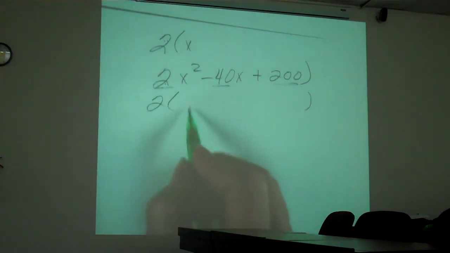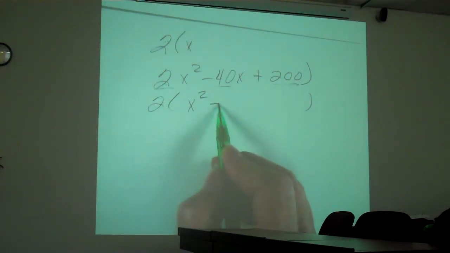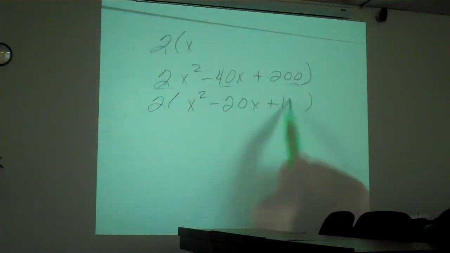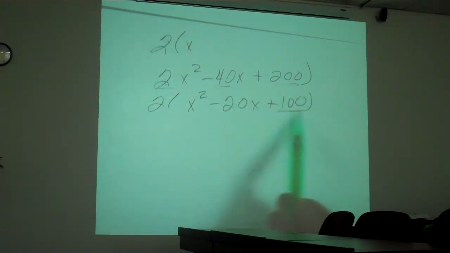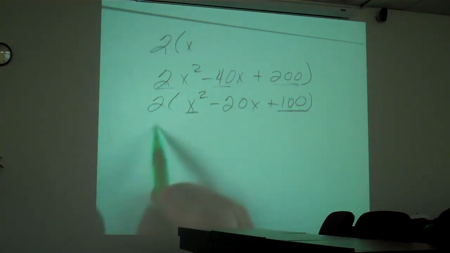Okay, what did you get for the first term? x squared minus 20x plus 100. Is this a perfect square? Is it something times itself? Yeah. 10 times 10, and that's a perfect square. So let's do that.